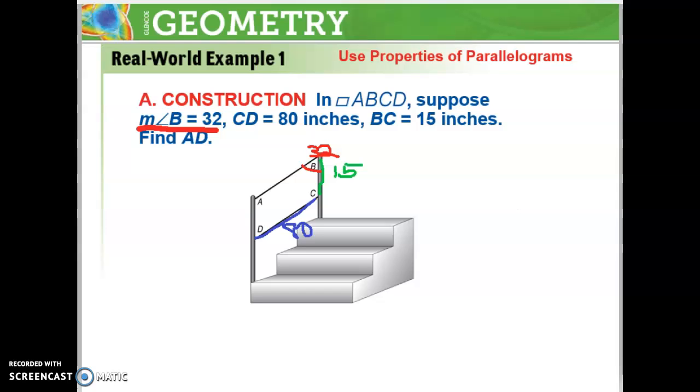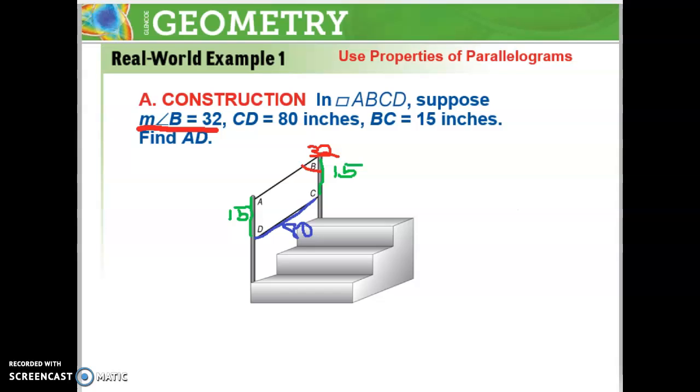Okay, so now based on the rules that we know about a parallelogram, we're looking for what AD is, so AD is over here. Based on the rules that we know about, opposite sides of a parallelogram are equal to each other. So we could say that this side is also 15. Okay, and that's the answer we're looking for.